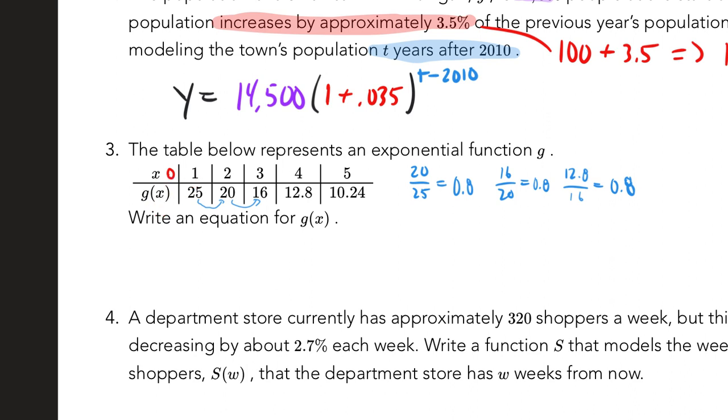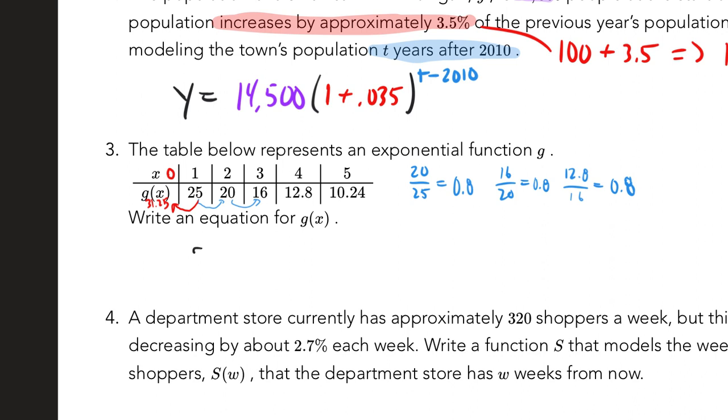So I need to go this direction. To go this direction, we were multiplying by 0.8, so I need to divide 25 by 0.8. So 25 divided by 0.8. Remember, you divide by a small number, you should get a bigger number. I got 31.25. So there's my starting value.